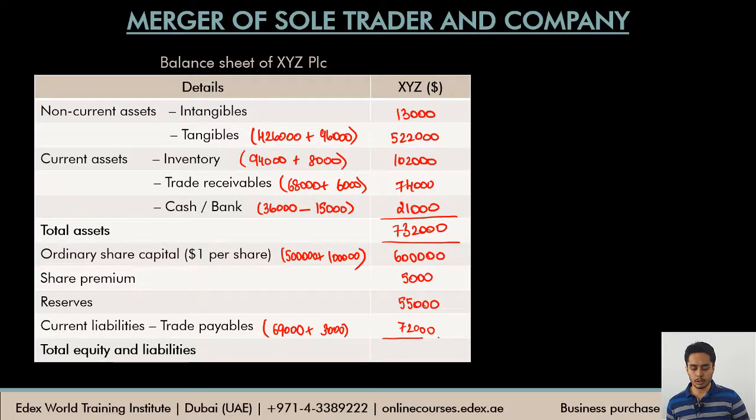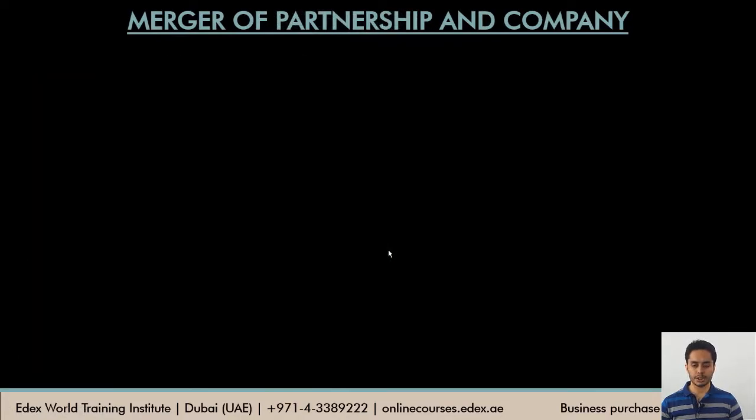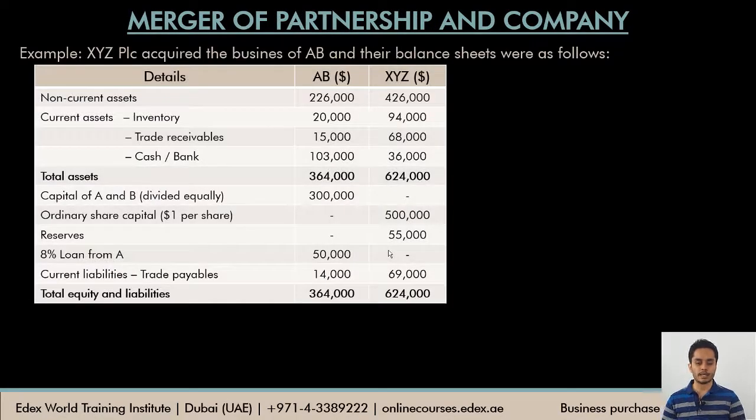Let's take a total of the equity and liabilities of XYZ PLC. So we have a total of 732,000 for the other side also. Our balance sheet is matched, and this is how you complete the balance sheet of the company after the company takes over or merges with a sole trader. And finally, we have the merger of a company with an existing partnership business.